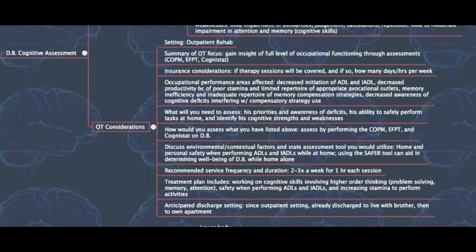We would assess these factors by using certain assessments such as the COPM, EFPT, and Cognostat, and SAFER for a home assessment. We would recommend therapy 2 times a week for 1 hour each session. DB's treatment plan would include working on cognitive skills involving higher order thinking, safety when performing ADLs and IADLs, and increasing his stamina to perform activities.